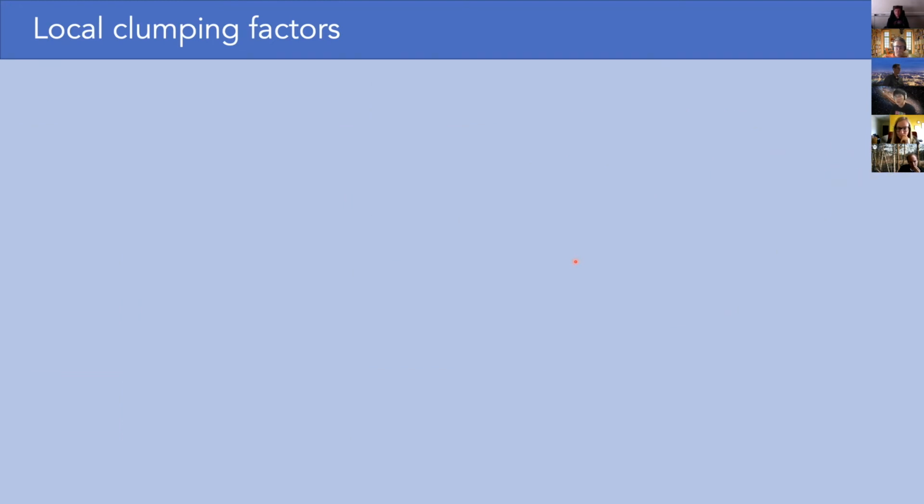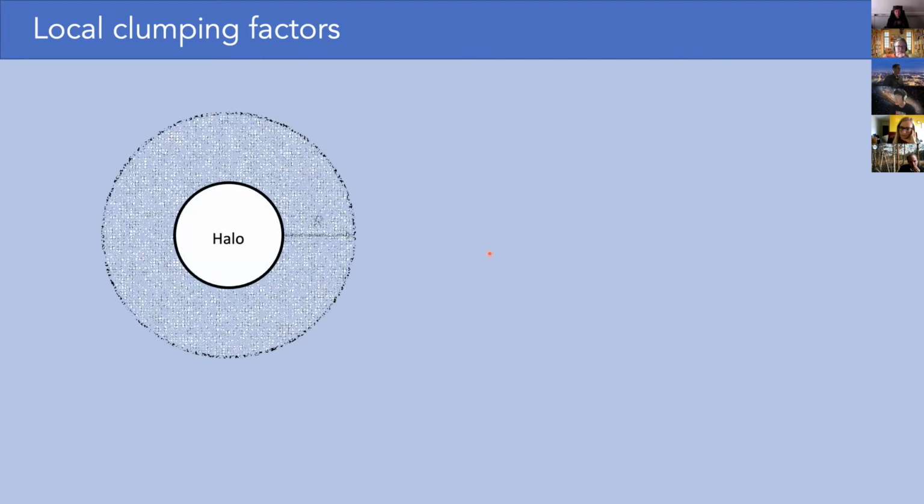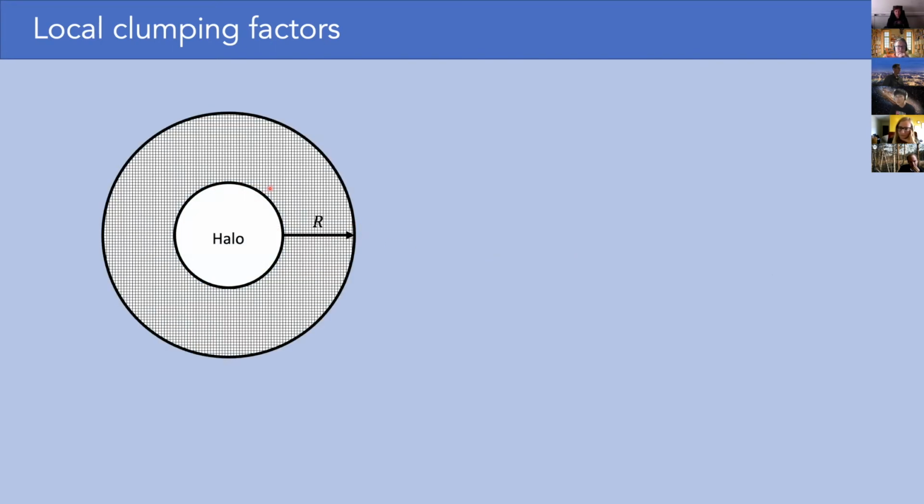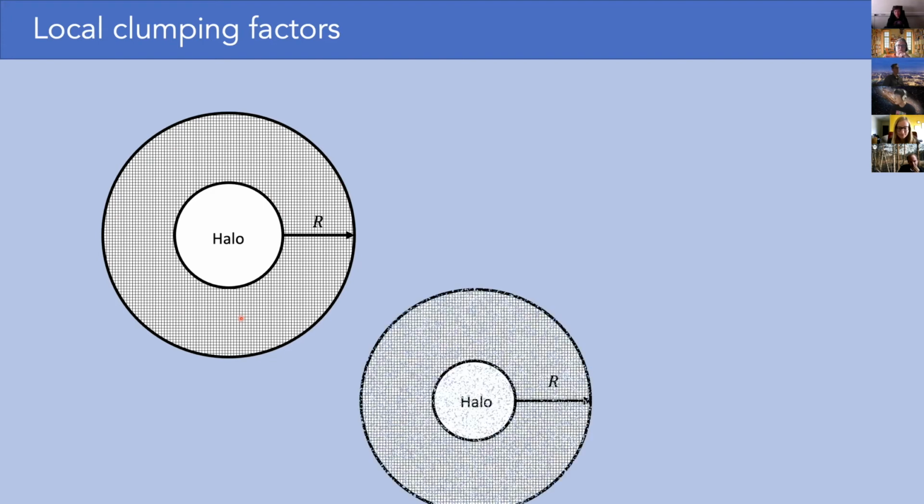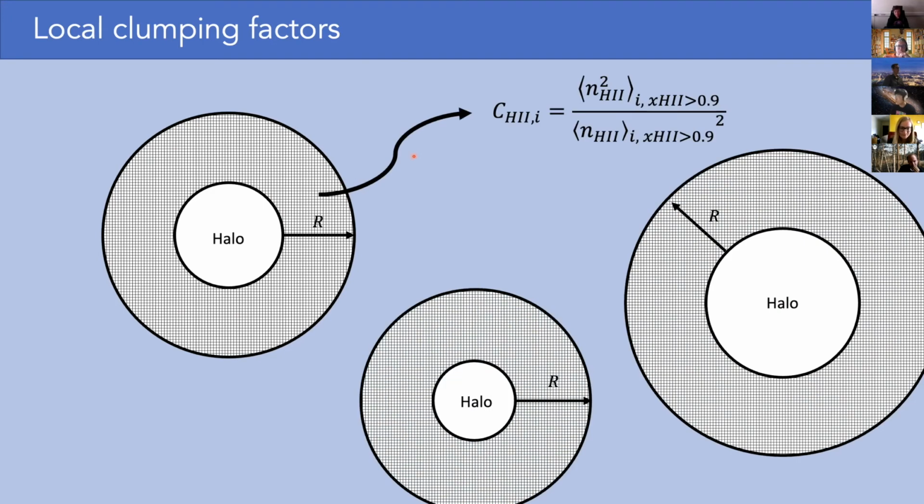The method of local clumping measurement is simple. For each halo containing galaxies, we measure clumping factors in the regions between the virial radius and some specific radius outside the virial radius. And we apply an ionized fraction threshold to capture only ionized cells.